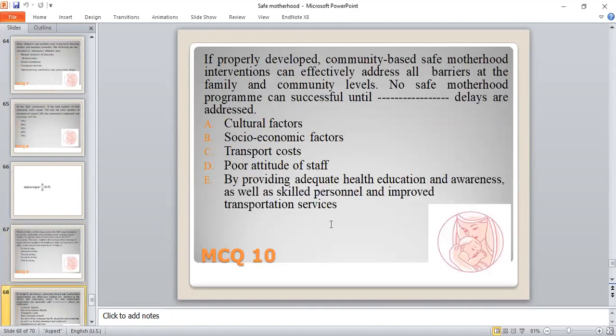MCQ number 10. If properly developed, community-based safe motherhood interventions can effectively address all barriers at the family and community level. No safe motherhood program can be successful until blank delays are addressed. A, cultural factors; B, socioeconomic factors; C, transport cost; D, poor attitude of staff; E, by providing adequate health education, awareness as well as skilled personnel, improve transportation services. What will be the correct option?